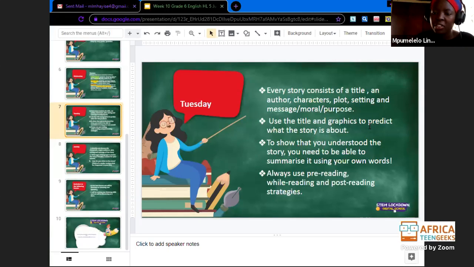And then when you read, grade 6s, you need to be sure to always use your reading strategies. So your pre-reading. What do you think is the importance of pre-reading? Why do we need to do pre-reading?